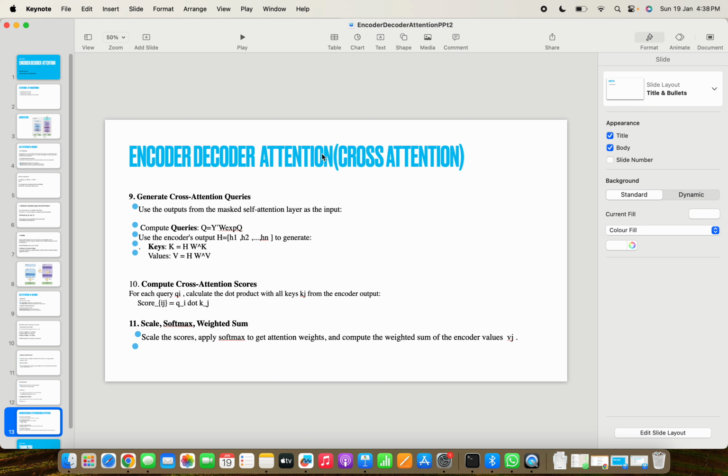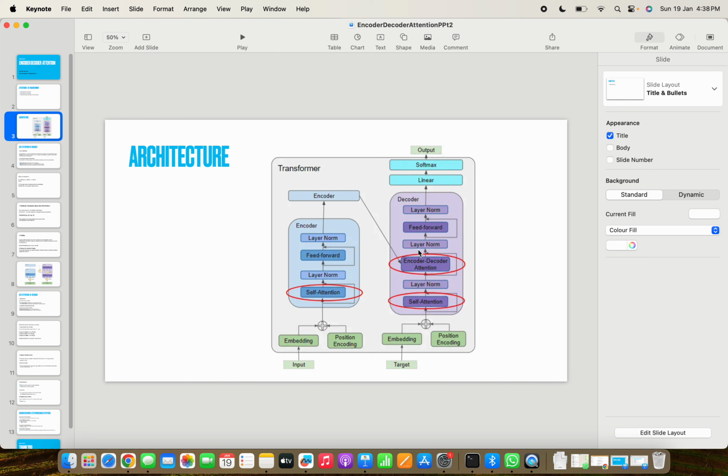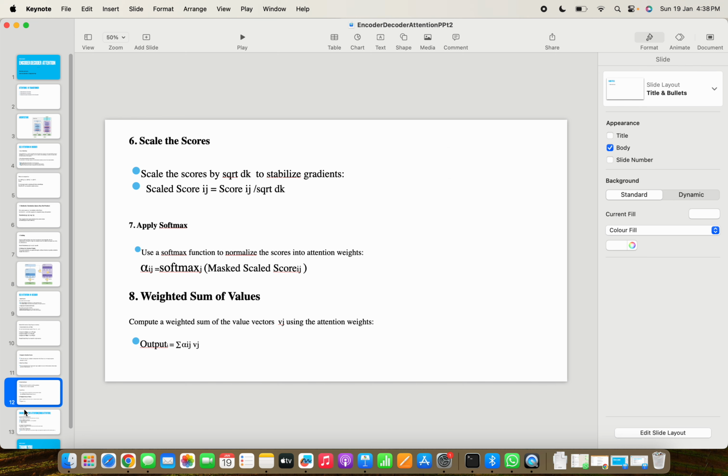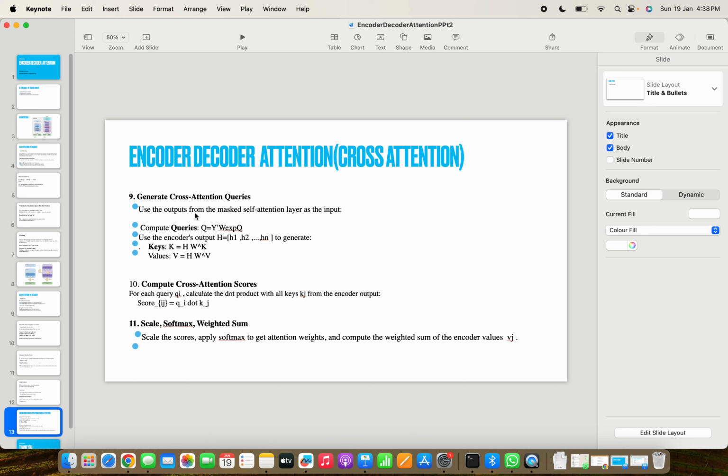Now I have shown you that this is the encoder-decoder attention, that is a cross attention. We call it cross attention also. Cross attention generates cross-attention queries. Every attention has its own three branches: query, key, and value. So use the output from the masked self-attention layer as input. The query is that times the weight W^Q.